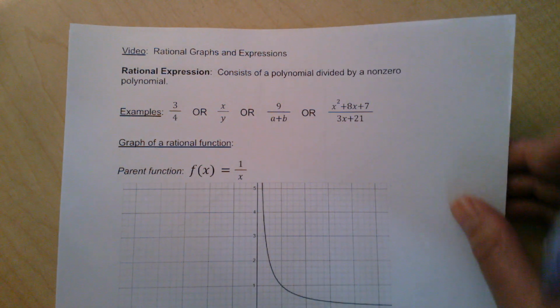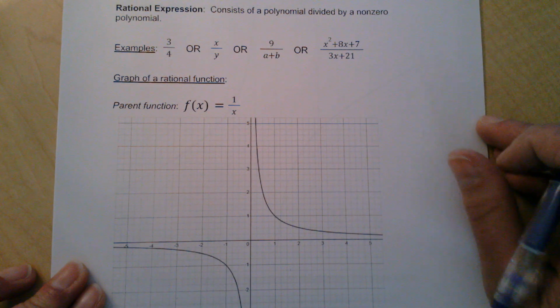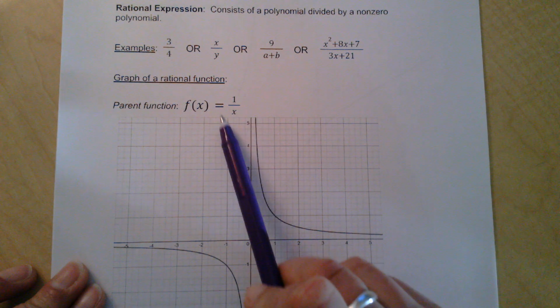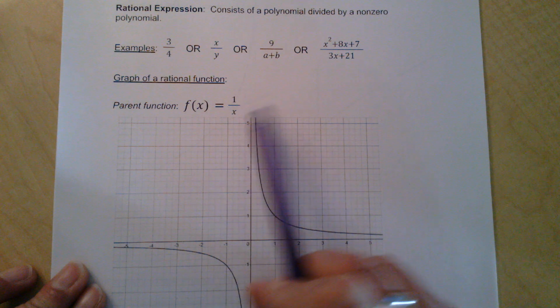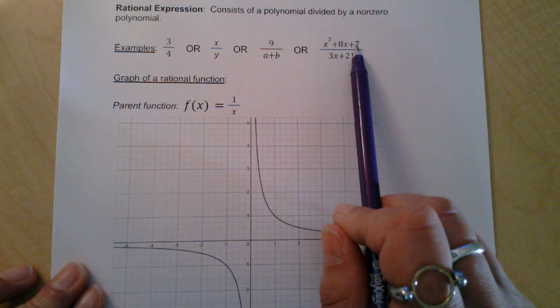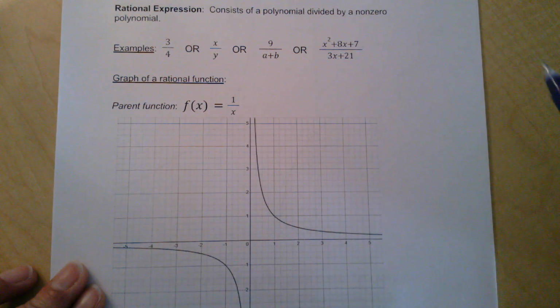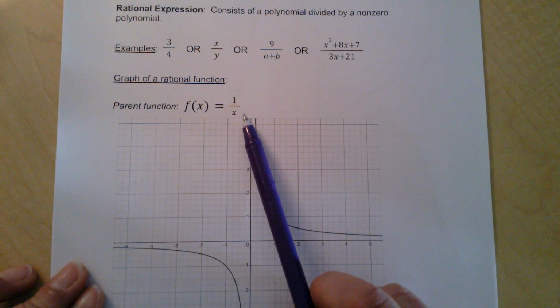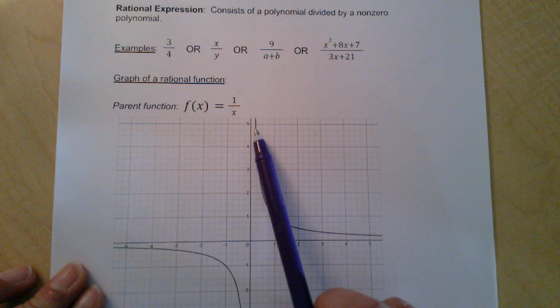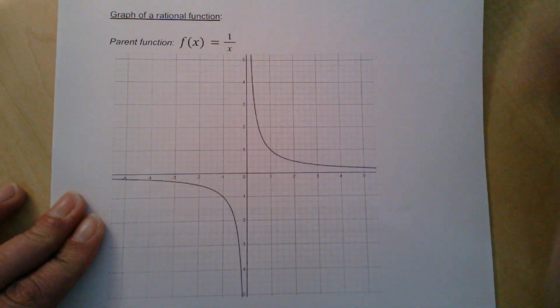Let's look at a graph of a rational function, and this is called a parent function. This is where all rational functions start when we graph them. Then they can just get more complicated, like we see up here, x squared plus 8x plus 7 divided by 3x plus 21. But this is where they all start. They all start at f of x equals 1 over x. And that graph looks like this.